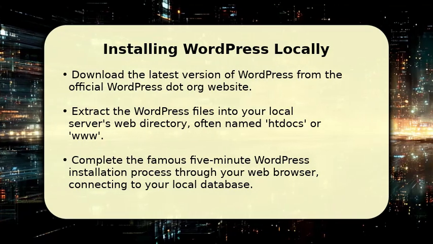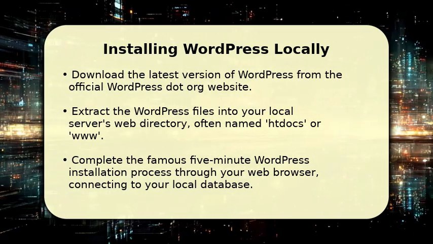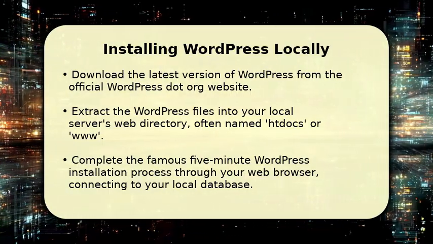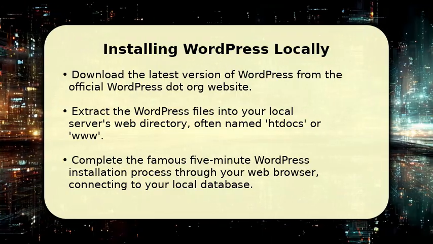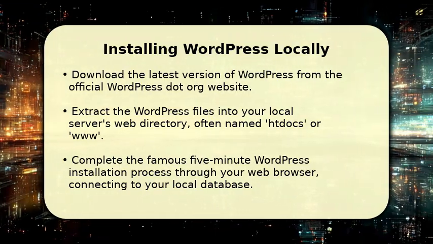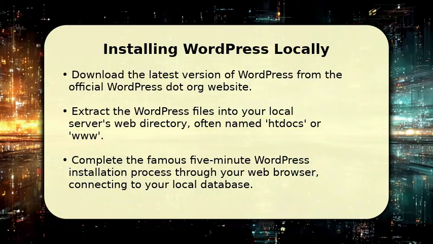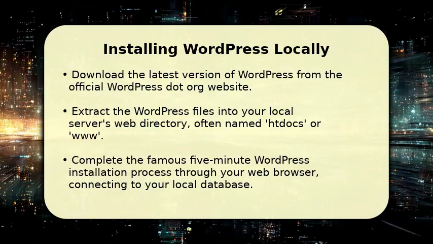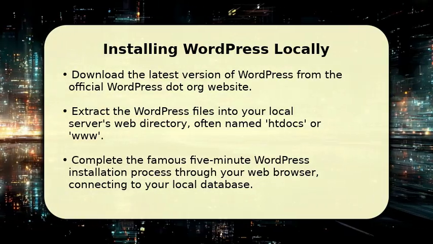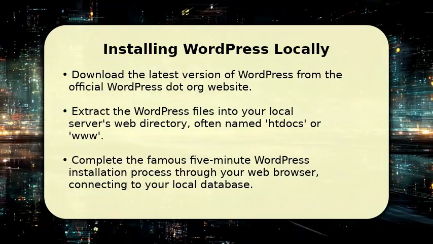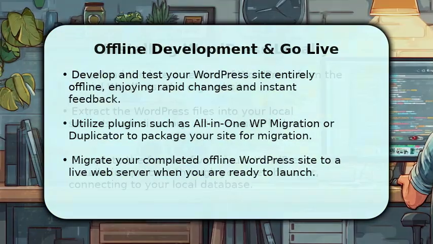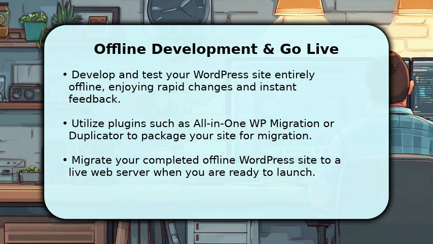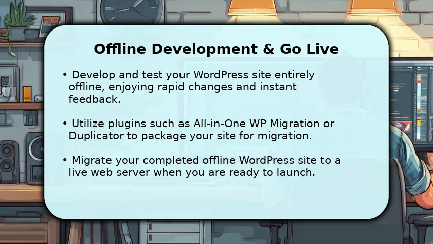With your local server running, the next step is to install WordPress itself. First, download the latest version from the official WordPress.org website. Extract the downloaded files into your local server's web directory, often named htdocs or www. Then, navigate to your localhost address in a web browser to begin the famous 5-minute installation process, connecting it to the database you just created. Now you can develop your WordPress site entirely offline, enjoying rapid changes and instant feedback without any internet dependency.